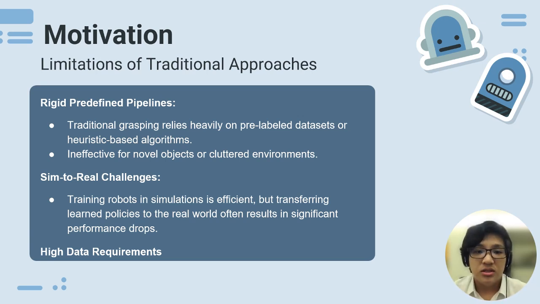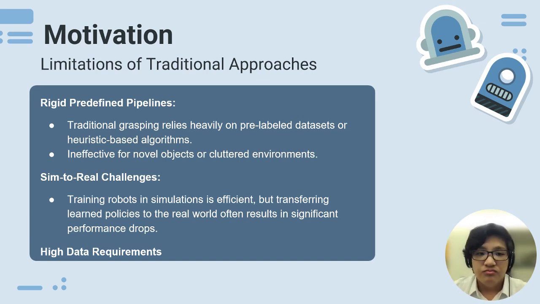Challenges like rigid predefined pipelines. Most traditional methods rely on predefined grasping strategies or large datasets of labeled grasps. While these work well with familiar objects in controlled settings, they fail to generalize to new or unpredictable situations.